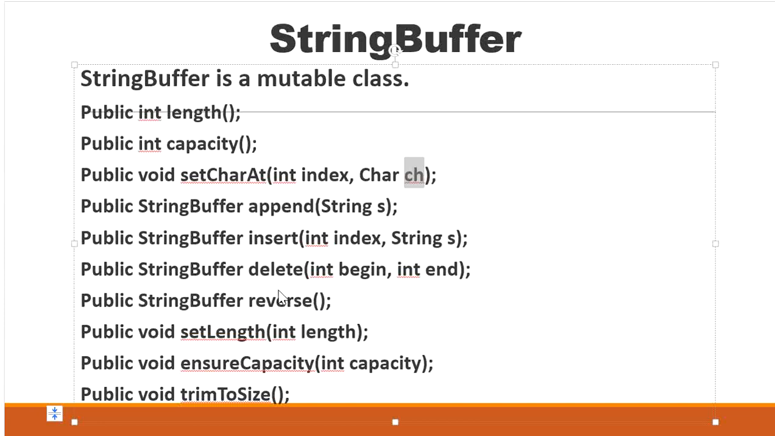And the next one is deleteCharAt, and then the reverse function. If we want to reverse the string, then we can use the reverse function to reverse the buffer object. The next one is setLength, to set the length of a StringBuffer object. And the next one is ensureCapacity, where we can define the capacity based on our requirement. And the next one is trimToSize, and this function is used to release extra allocated free memory. After calling this method, length and capacity will be equal.